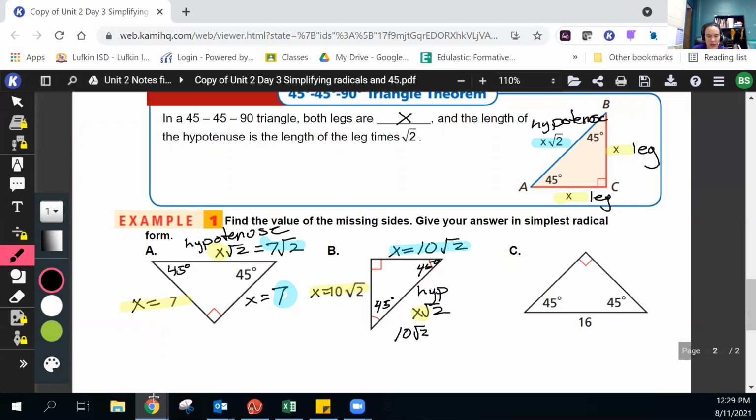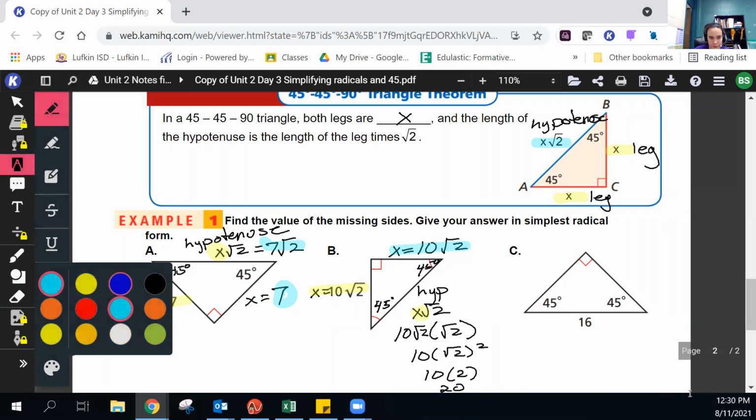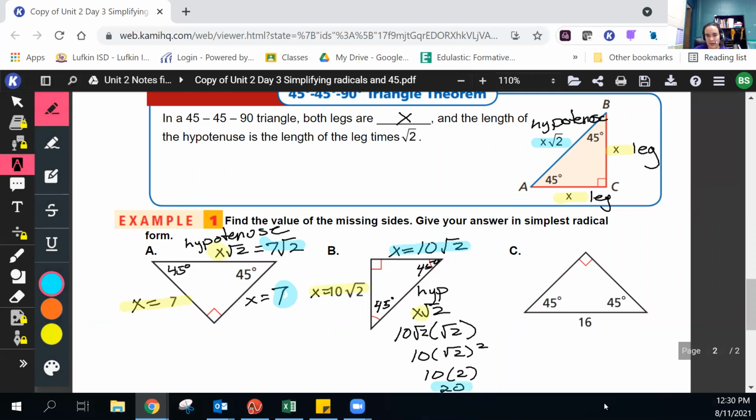And some of you are going to say, that's it. No, it's not. We have to plug in 10 square root of 2 times the square root of 2. So 10 times square root of 2 times square root of 2. Square root of 2 times square root of 2 is equivalent to 10 times the square root of 2 squared. Remember that those cancel each other out. So that's just 10 times 2, which is 20. So that means that my hypotenuse is 20. That's the other part of my answer.